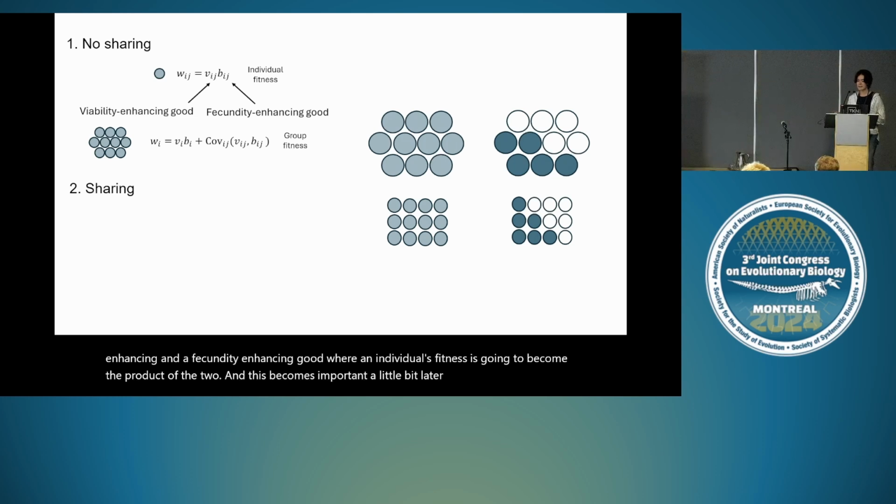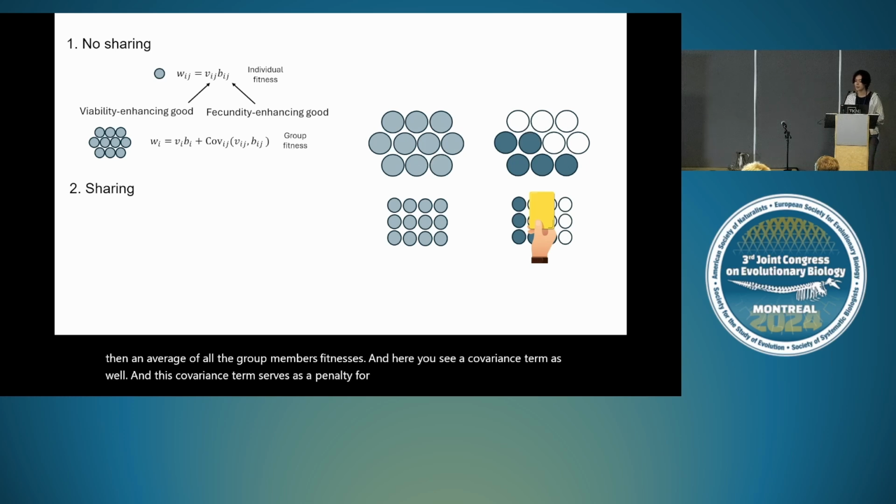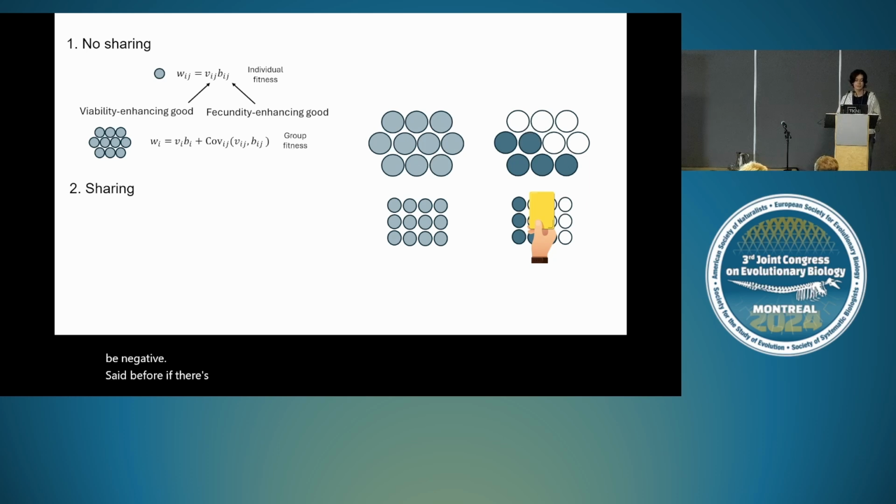The group's fitness is then an average of all the group members' fitnesses. And here you see a covariance term as well. And this covariance term serves as a penalty for individual variation in a group, as it will be negative, as I said before, if there's any individual variation in the investment.